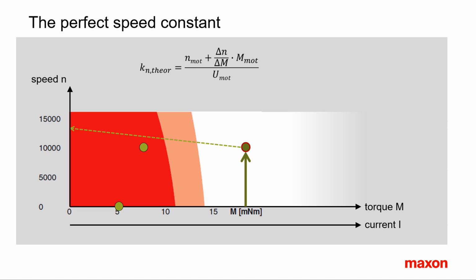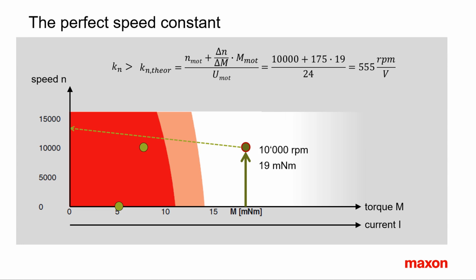Selecting the optimum winding is now a question of comparing the speed constant of the different windings with this minimum value. What we need is a speed constant larger than the calculated one. Let's illustrate this with an example. Assuming that the extreme operation occurs at 10,000 rpm and 19 millinewton meter, with 175 rpm per millinewton meter speed torque gradient and 24 volt supply voltage, we end up with a speed constant of at least 555 rpm per volt.